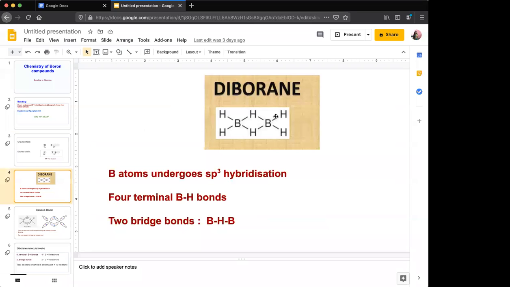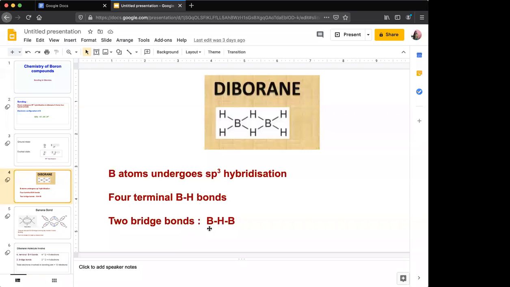So this is the structure of diboron, where 2 BH2 units are connected with 2 hydrogen atoms. Boron undergoes sp3 hybridization and there are 4 terminal BH bonds. As you can see, this is a boron atom having 2 hydrogen atoms, right? So this is one BH bond and this is the second BH bond, and the same here, BH and BH. So total 4 terminal BH bonds are there.